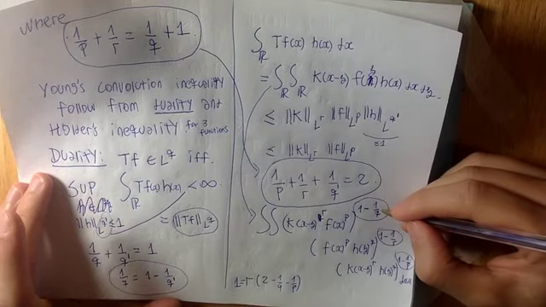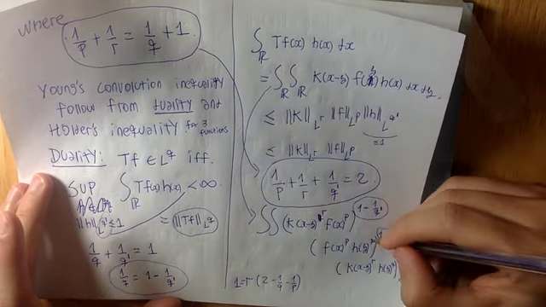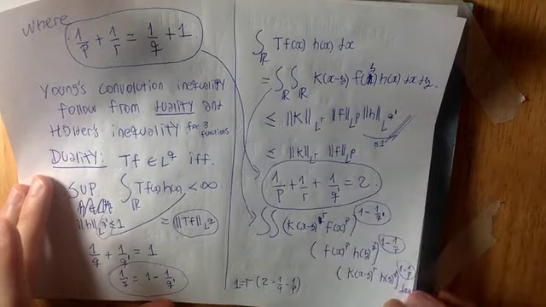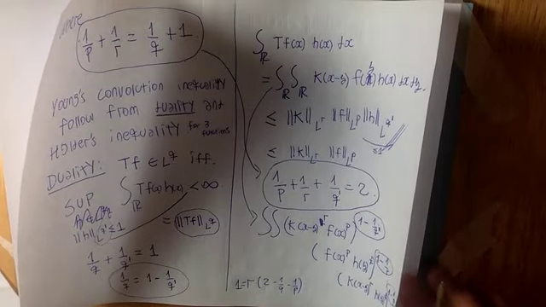Okay, and this should be q prime, q prime, and q prime. So 1 over p plus 1 over r plus 1 over q prime is equal to 2. You sum all of these together, you get 3 minus 2, you get 1. So you can actually do Hölder's to obtain this thing here. Okay, so that was a bit of a thing.